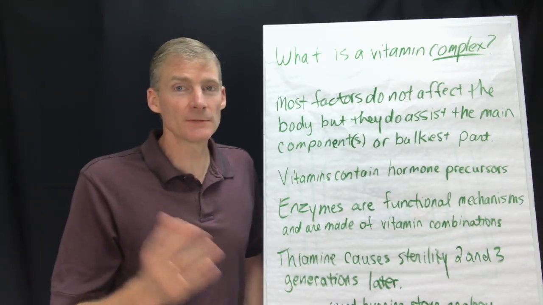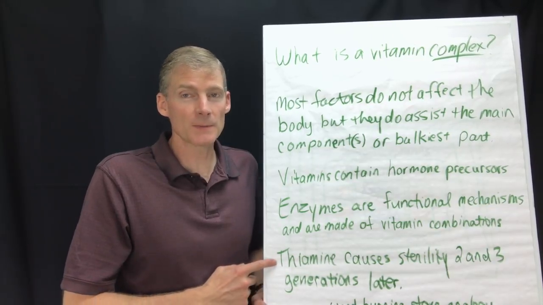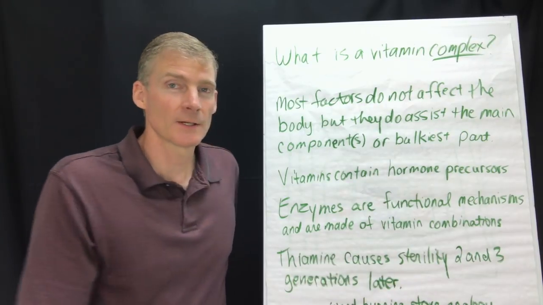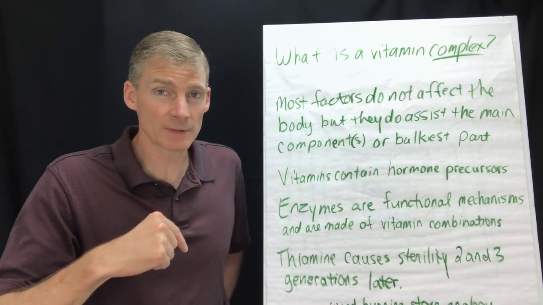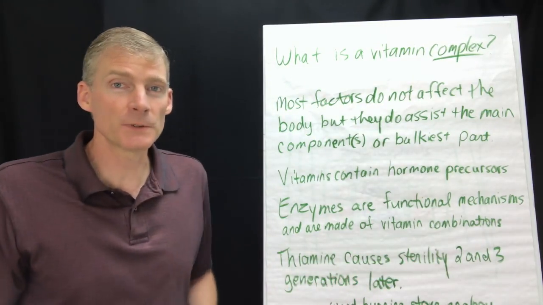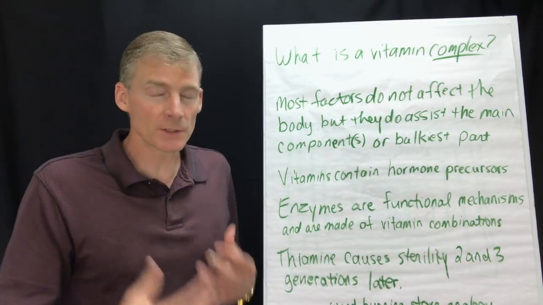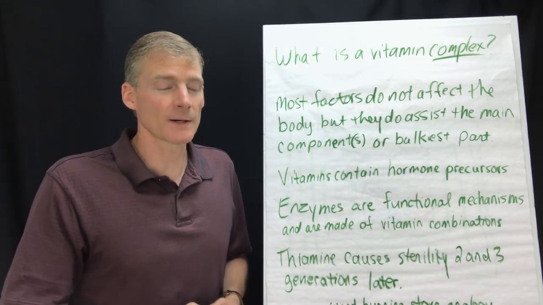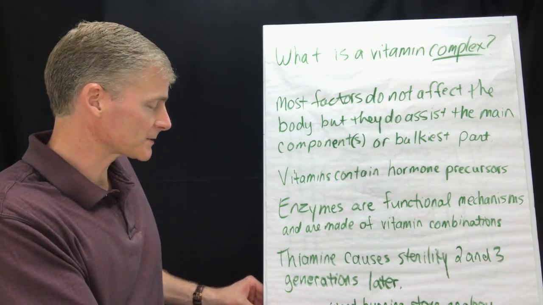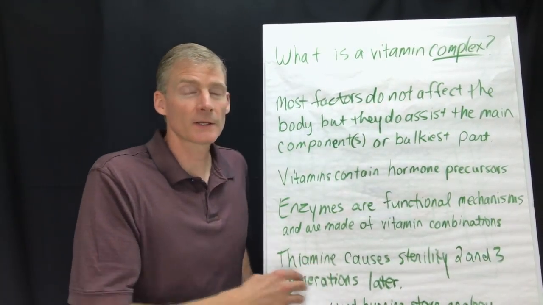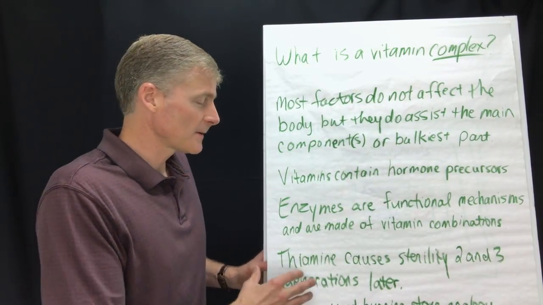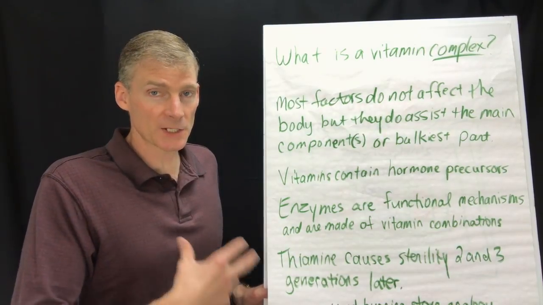Now let me give you an example about a synthetic nutrient, thiamine, vitamin B1. Thiamine causes sterility, but it doesn't occur in the person you're giving it to. It occurs 2 and 3 generations later, and that's when you're taking too much thiamine, like 3 or 4 times the amount that the RDA recommends. So that's just an example of a chemical causing damage, whereas if you take the whole vitamin B complex, you get no damage and you actually get repair.